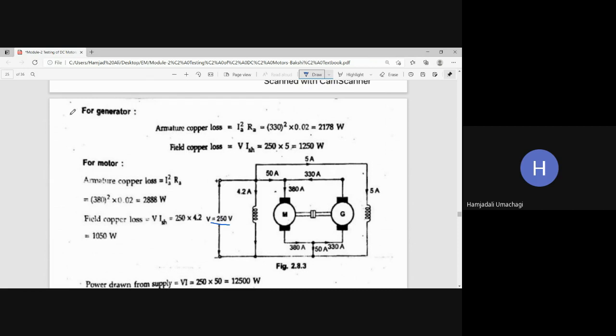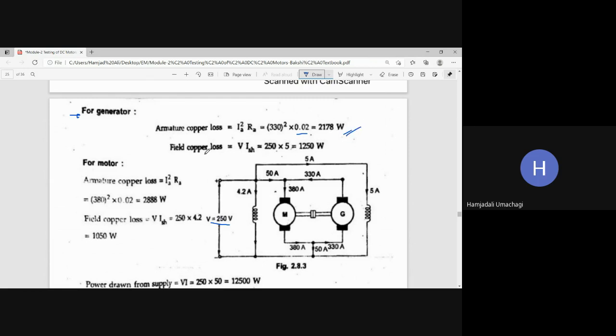Now let us calculate the losses for the generator. For the generator, armature copper loss is Ia square into Ra. What is the armature current here? 330, and its armature resistance is given as 0.02 in the problem statement. So 330 square into 0.02 will be 2178 watts.